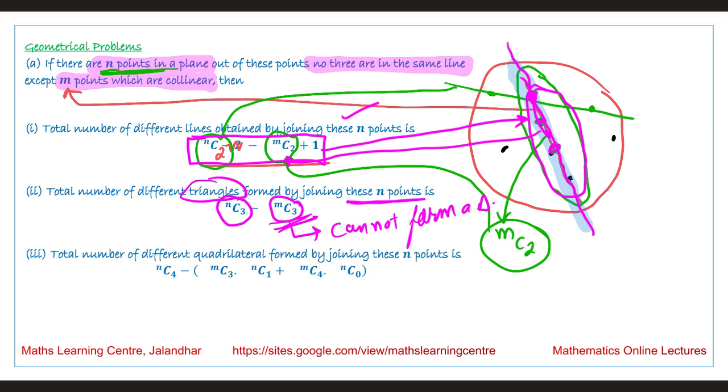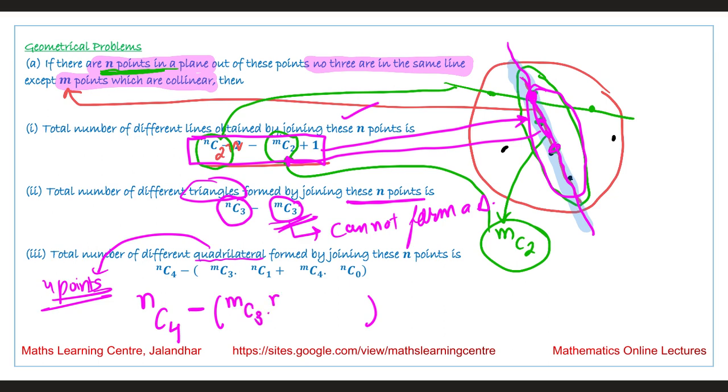Next is the total number of different quadrilaterals formed by joining these n points. Again, to form a quadrilateral we need to choose 4 points. In how many ways can we choose these 4 points? It is nC4 ways, and we subtract from it the value mC3 into nC1 plus mC4 into nC0. We try to understand these formulas with the help of an example.